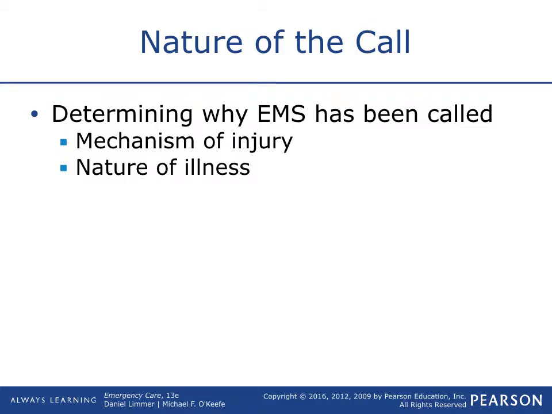Nature of illness: COPD, emphysema, cancer, Parkinson's. What's the nature of the illness? Flu. When flu season comes around, we can be pretty busy from December and January with just flu symptoms.